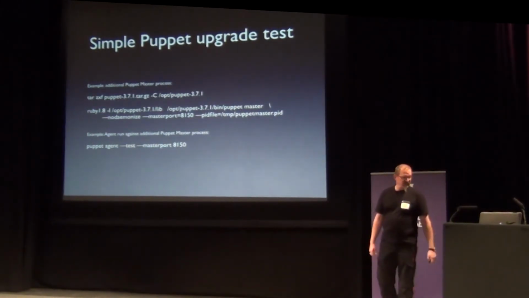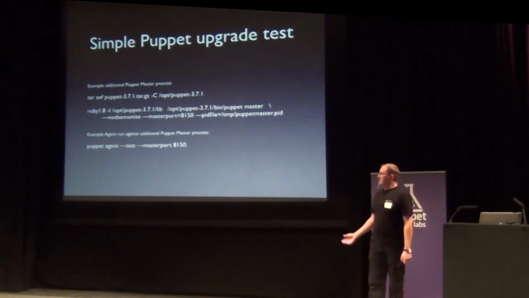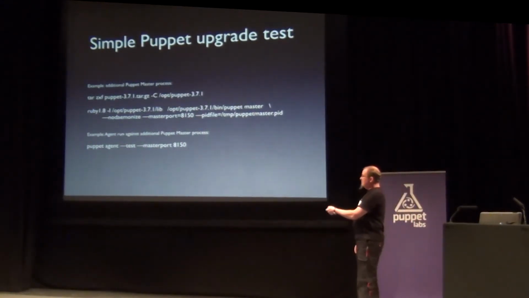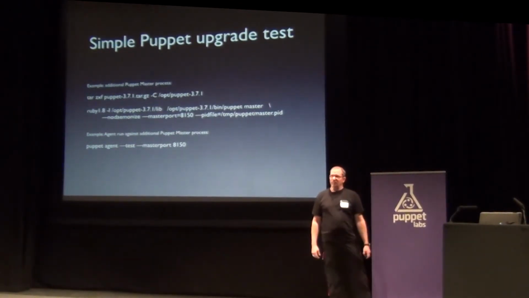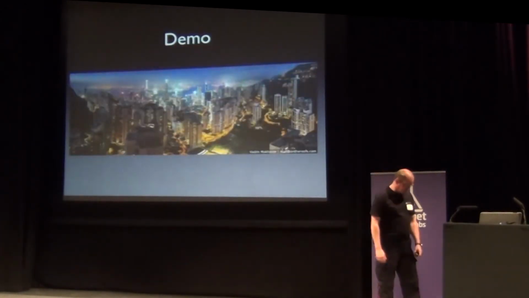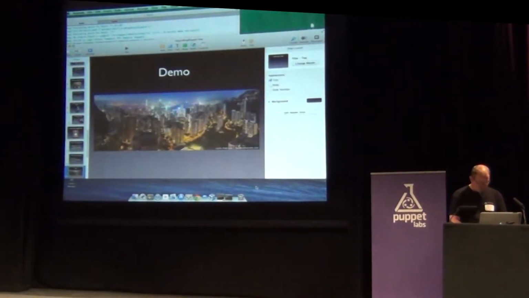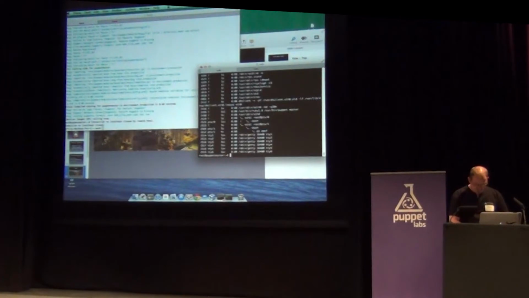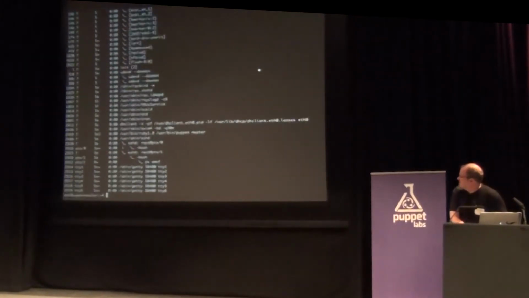8150. And within any Puppet agent in my existing environment, I'm telling the Puppet agent, okay, I'm doing a Puppet agent test run on the new master port, identifying whether my Puppet code is still working. And I have prepared a little demo for that. Almost readable.